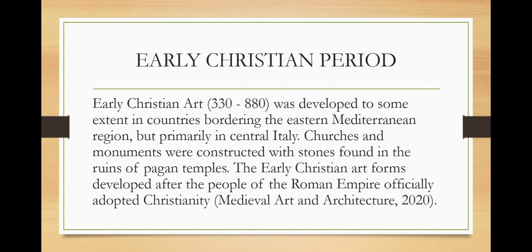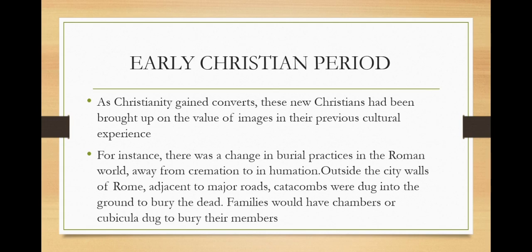Early Christian art, 330 to 880, was developed to some extent in countries bordering the eastern Mediterranean region, but primarily in central Italy. Churches and monuments were constructed with stones found in the ruins of pagan temples. The early Christian art forms developed after the people of the Roman Empire officially adopted Christianity. So in the early Christian period, the Roman Empire converted to Christianity. As Christianity gained converts, these new Christians had been brought up on the value of images in their previous cultural experience.